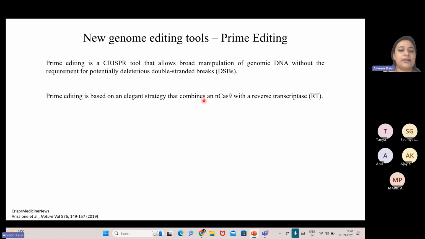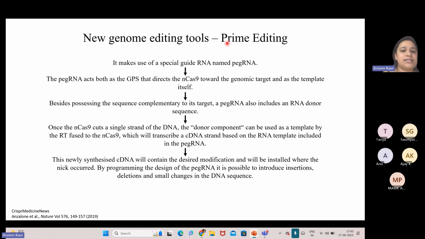Instead, over here, the Cas9 nickase was combined with a reverse transcriptase. What this basically did was that it made special use of a guide RNA named pegRNA. What this pegRNA did was that it acted both as a GPS that directed the Cas9 nickase toward the genomic target and as the template itself. I think there is a missing thing over there. Then, besides possessing the sequence complementarity to its target, the pegRNA also included an RNA donor sequence.